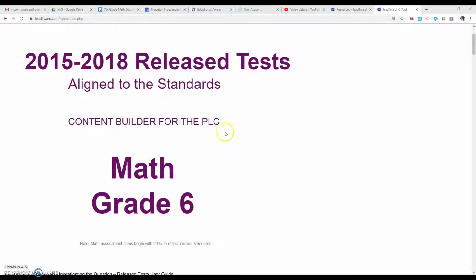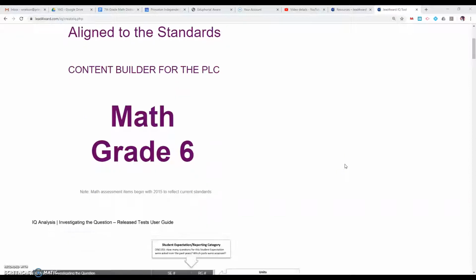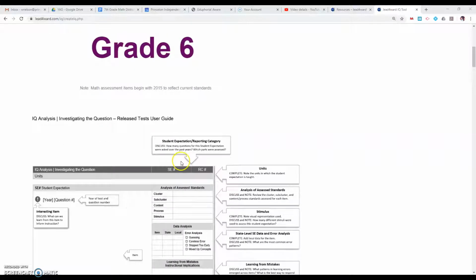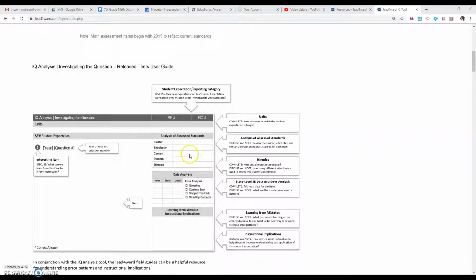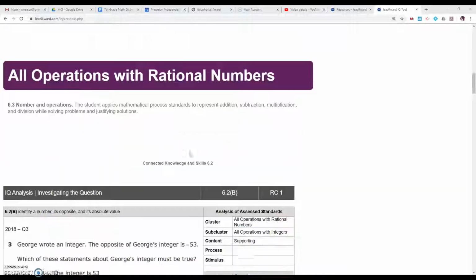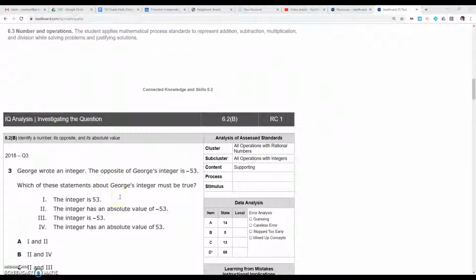Hey everyone, I'm going to take some time to go over the TEKS for Unit 4, clarify our thinking and streamline what we want our students to understand. So there's only three TEKS in Unit 4, two of them supporting and one of them readiness. The first supporting TEK is identify a number, its opposite, and its absolute value.